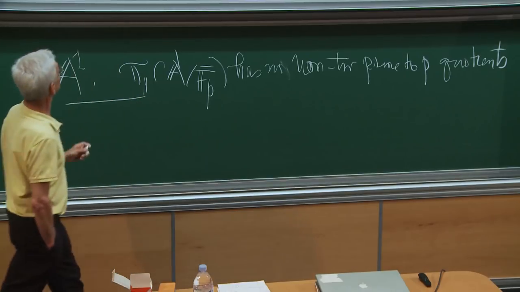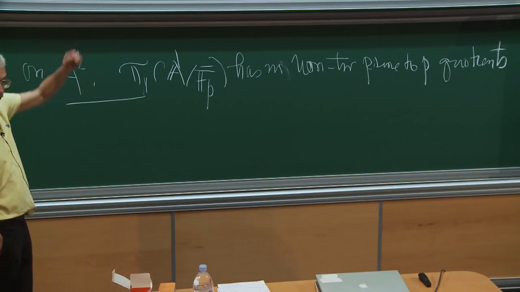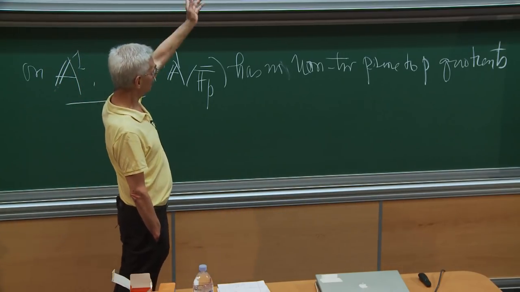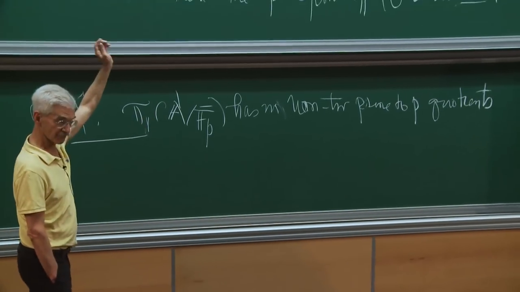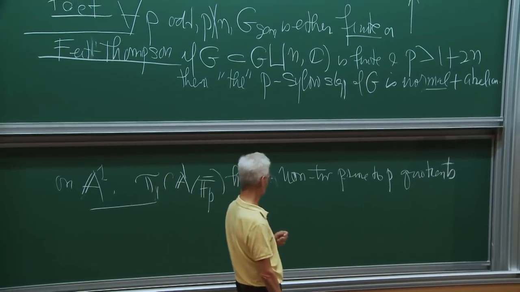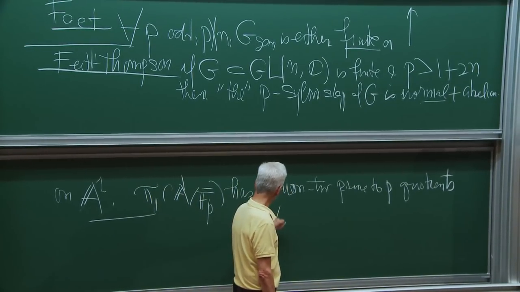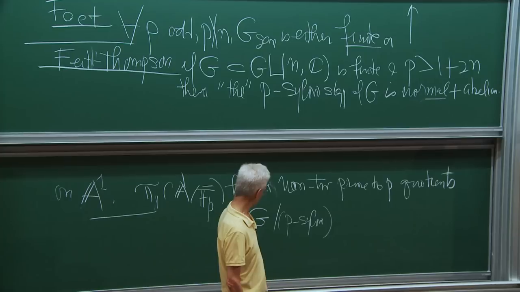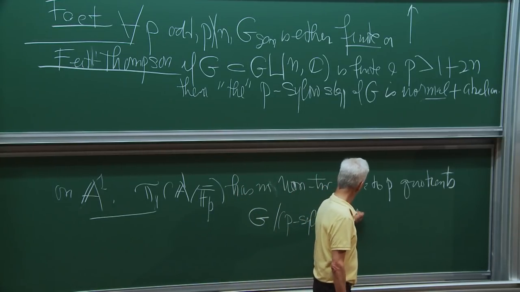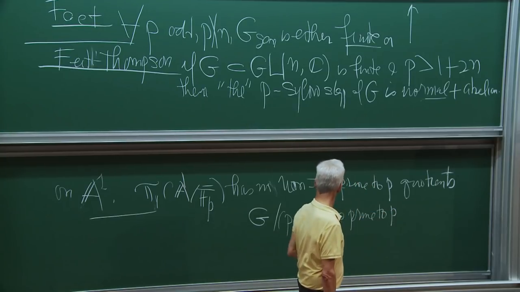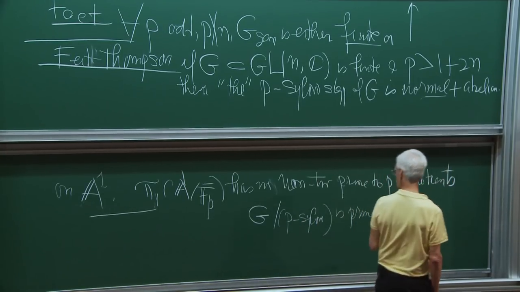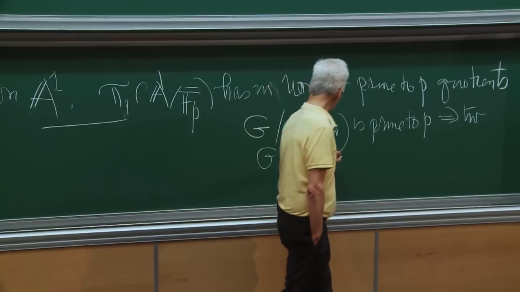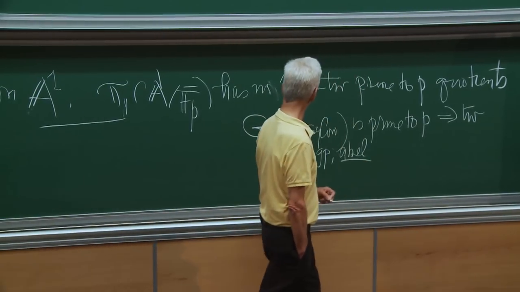So the way this is relevant is this. Suppose you're in this situation, you're trying to decide if G is finite or not. So if G were finite and p is in this large range, then G modulo its p-core, which makes sense because this is a normal subgroup, is prime to p, but it's acting on A1, so it's trivial. So in other words, G is a p-group, and it's abelian. That's the second part.